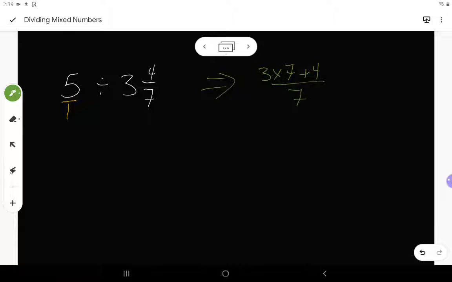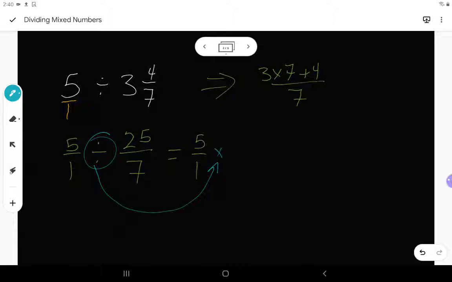3 times 7 is 21, plus 4 gives me 25. So I'm now working with 25 over 7. And I'm going to rewrite this and have it as 5 over 1 divided by 25 over 7. Well, that's the same thing as, instead of dividing, I would like to multiply.